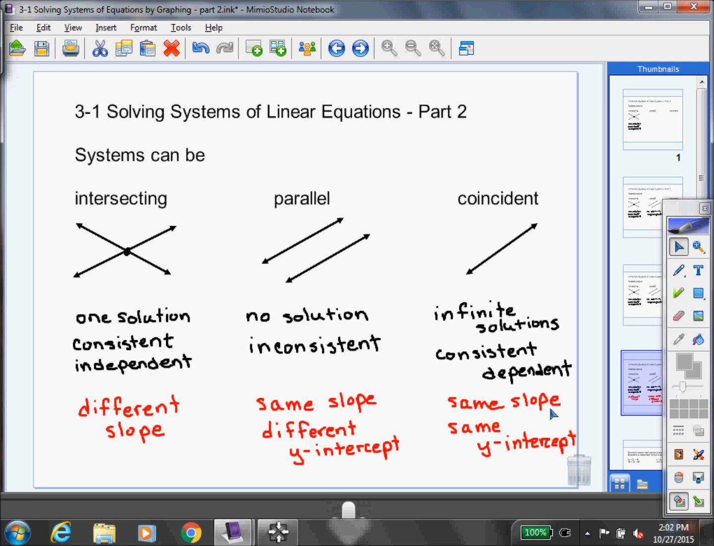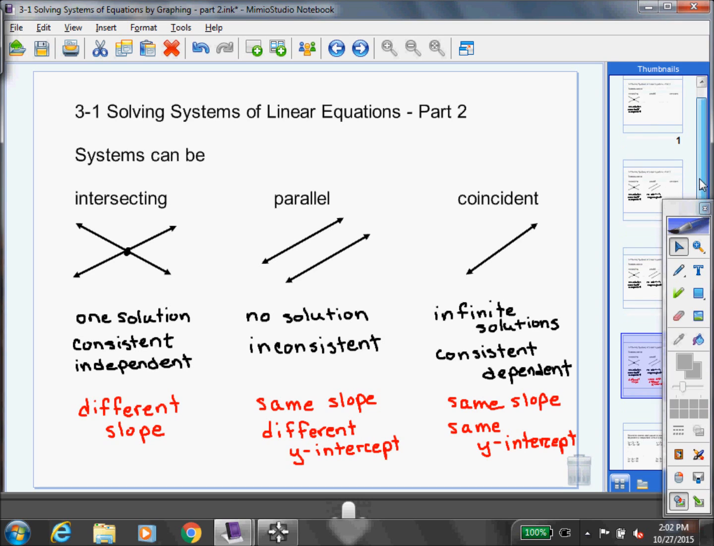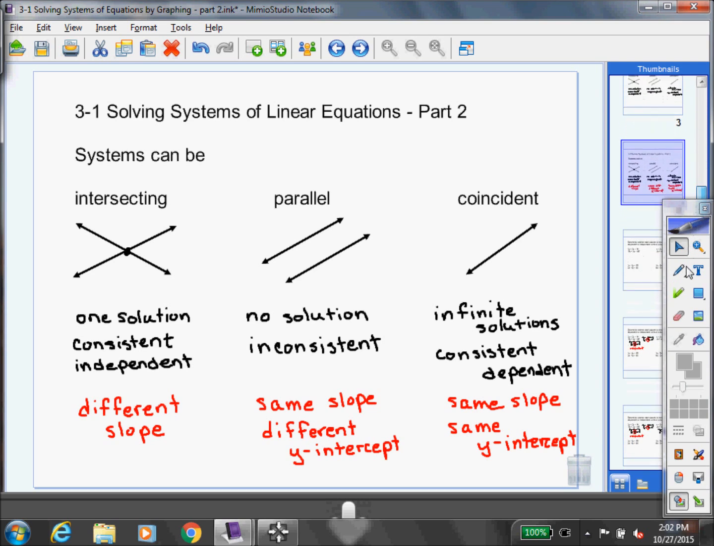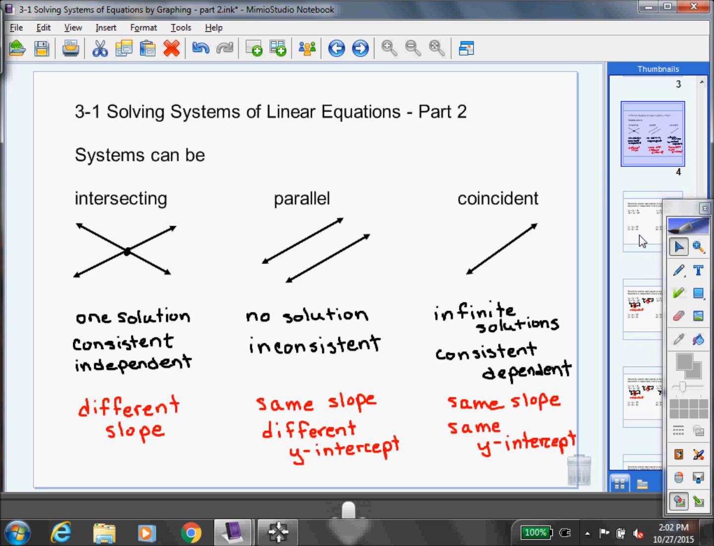And coincident will have the same slope and the same y-intercept, because they're really just the same line in disguise. And in a minute, we're going to go through a whole bunch for practice.